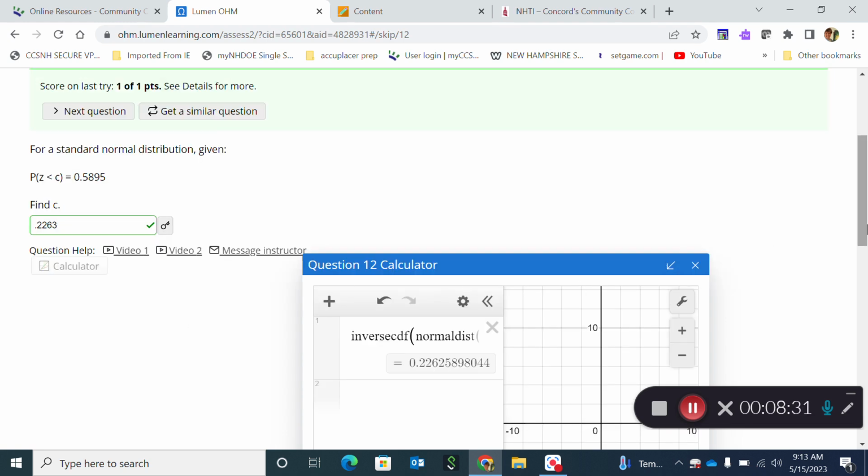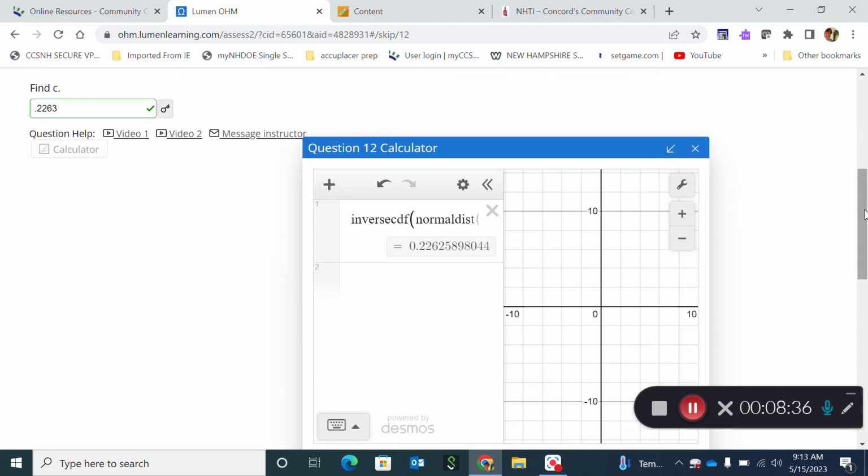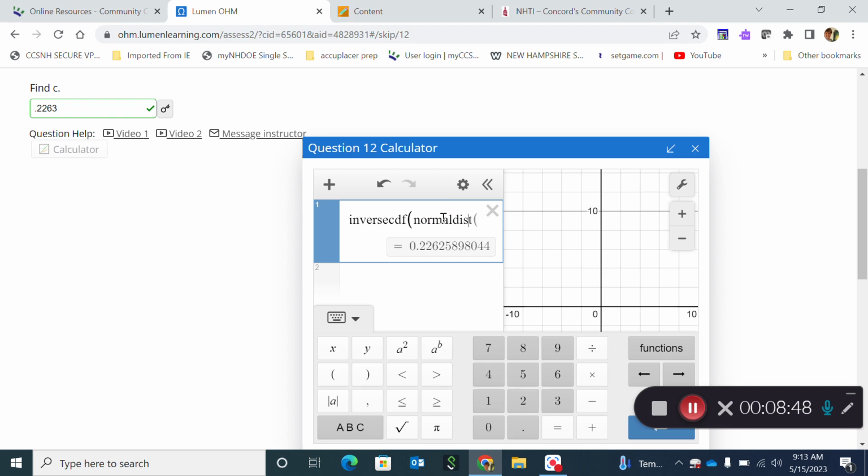Okay, and so you can use your Desmos calculator for all of your normal distribution work. The normal distribution command gives you probabilities. The inverse CDF of normal distribution command, notice how it goes through, that one gives you back the cut score or the z-score that is separating that area under the curve. So I hope this has helped you to understand the normal distribution on your Desmos calculator.